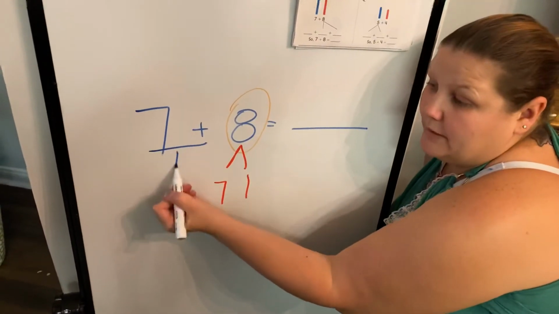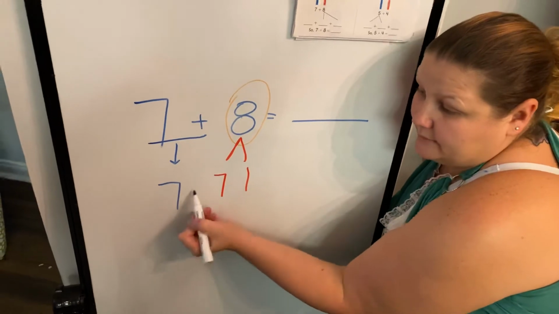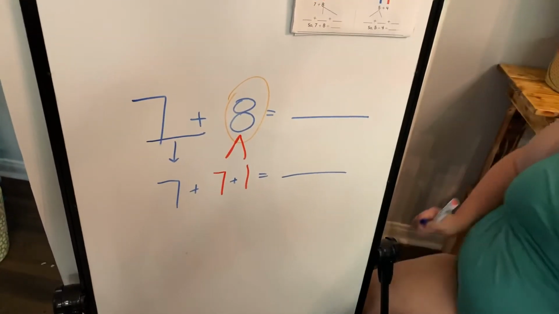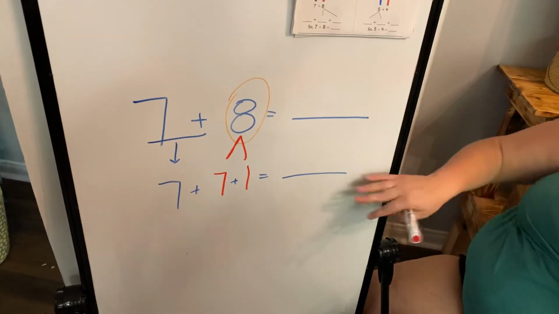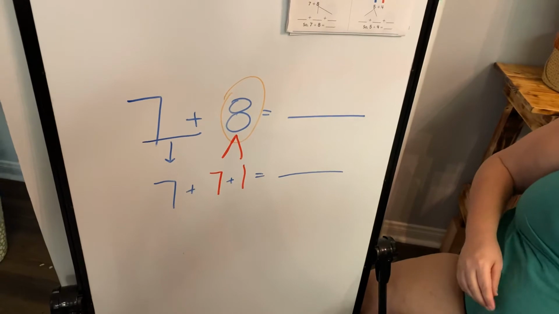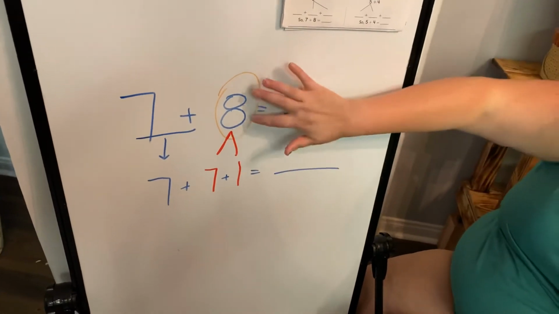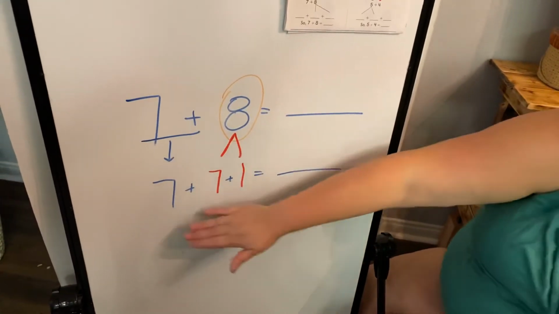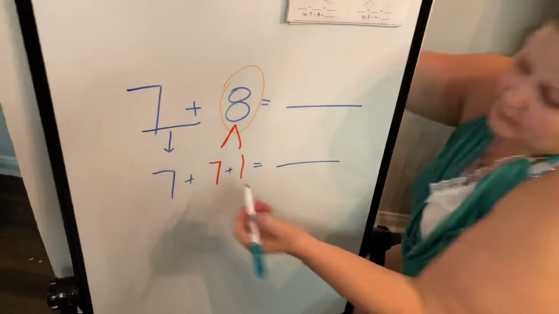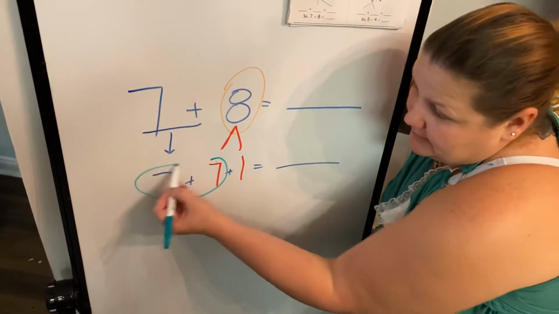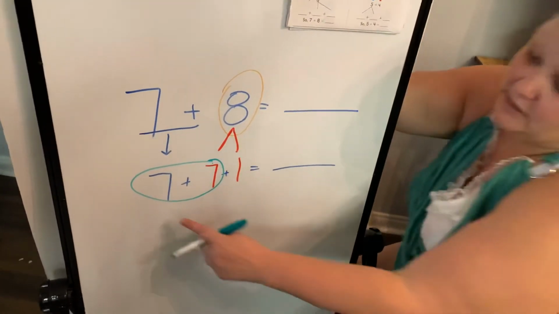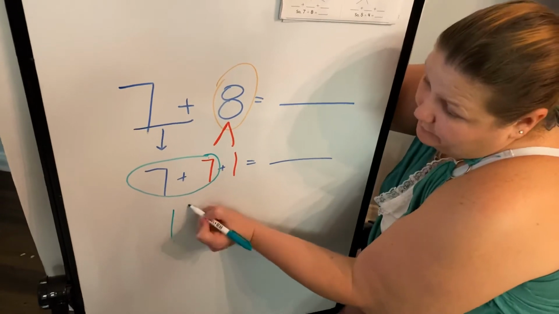Bringing down the parts that I haven't used yet. I'm keeping everything just the same so that you guys can see very clearly where I'm going. Okay, so I've found my largest number and I've broke it apart. I've rewritten my equation. Now I need to find that double. My double is going to be 7 plus 7. My double means that they're the same number. So 7 plus 7 equals 14.